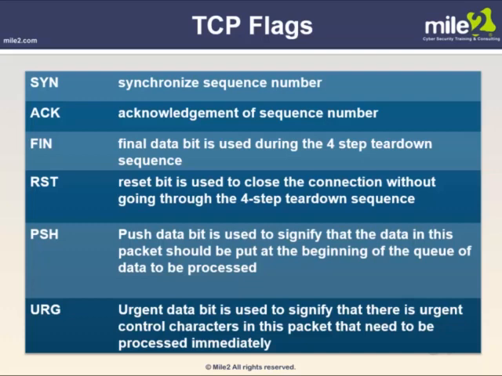And you need to know the difference between push and urgent. Now, the push data bit is used to signify that the data in the packet should be put at the beginning of the queue of data to be processed. So basically, any data that's going through the buffer would then be sent out. We're pushing what's in the buffer out. Now the urgent flag, the urgent data bit, is used to signify that there are urgent control characters in the packet that need to be processed immediately. So here we're sending it out immediately, not what's in the buffer, we're just sending it straight out. A scenario there might be something like the printer.